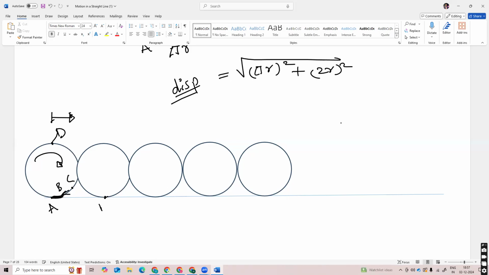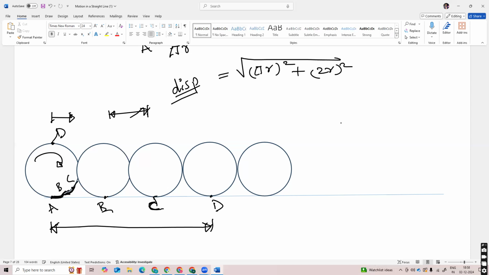In this case point B will come and touch the ground. Again, when this wheel travels this distance from B to C along the ground, point C will come and touch the ground. Similarly, when this wheel travels half a perimeter distance, there is point D on this wheel, and point D will come and touch the ground. So the distance between points A and D here is half of the perimeter.